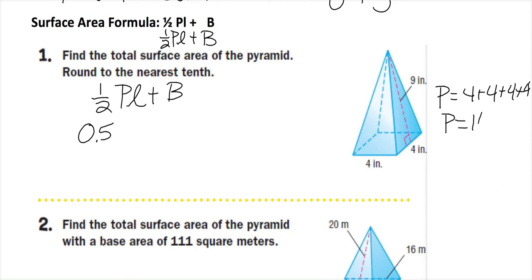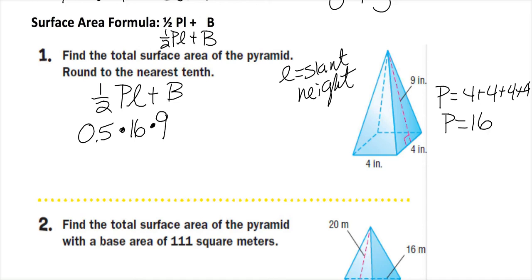Times 16. Now we have L, cursive L. That's a new one for us. Cursive L stands for slant height. So our slant height in this case is 9. It's usually really easy to find. When you get into upper math, you'll have to find it, which takes a little bit. You either use the Pythagorean theorem on it, or you'll use trig ratios to find it.